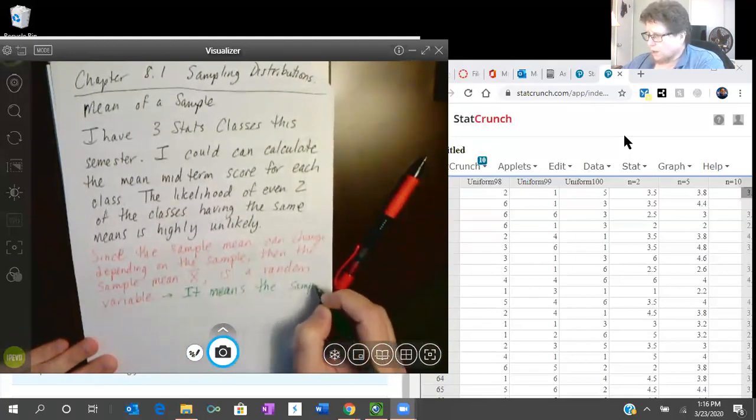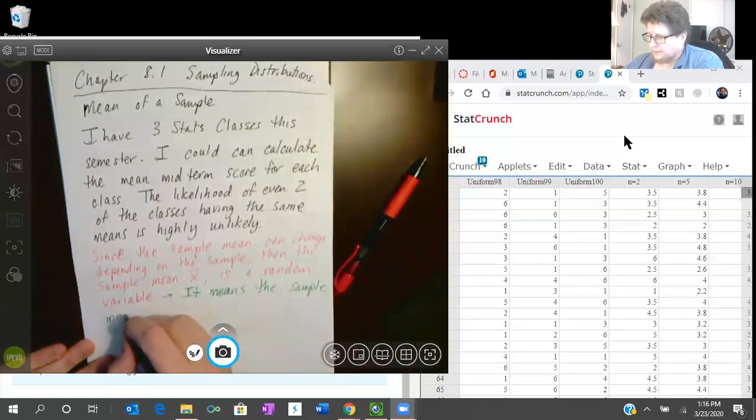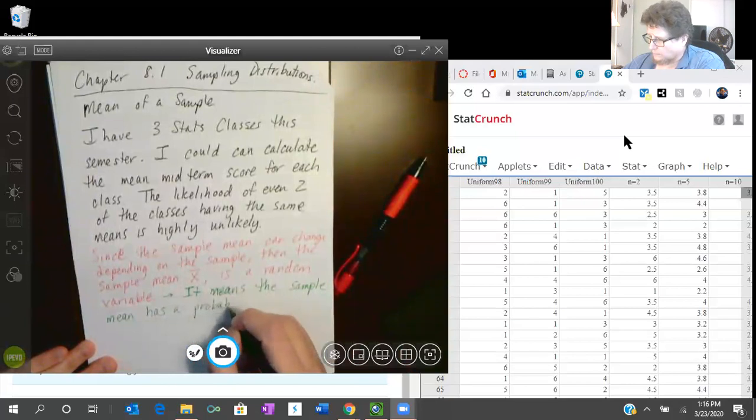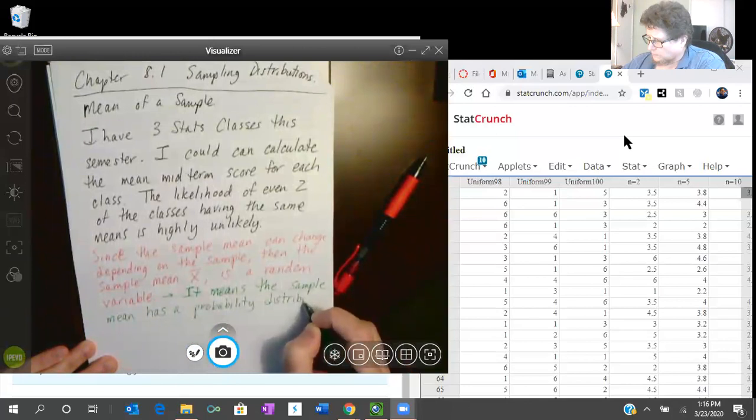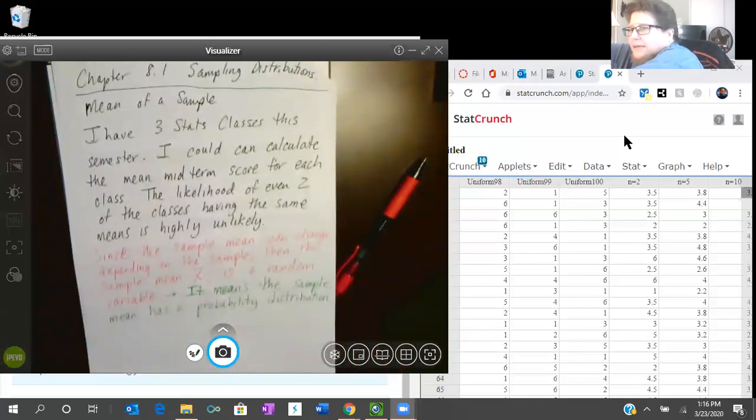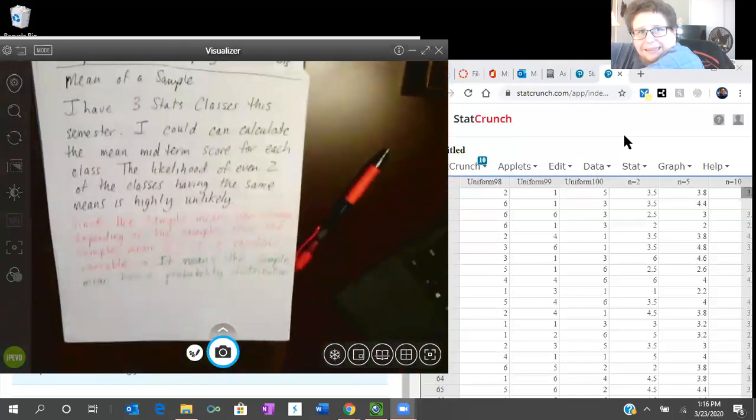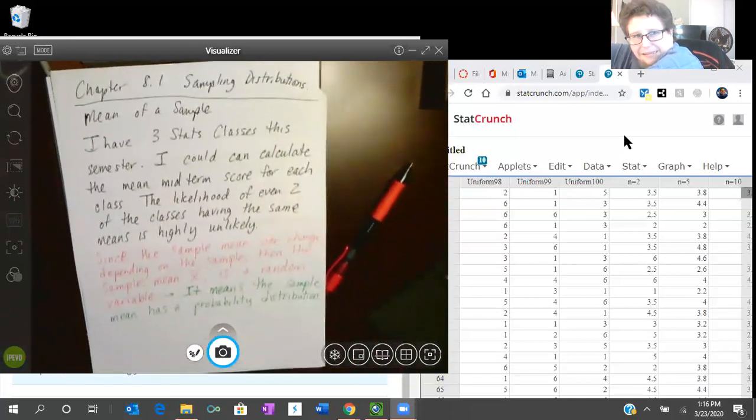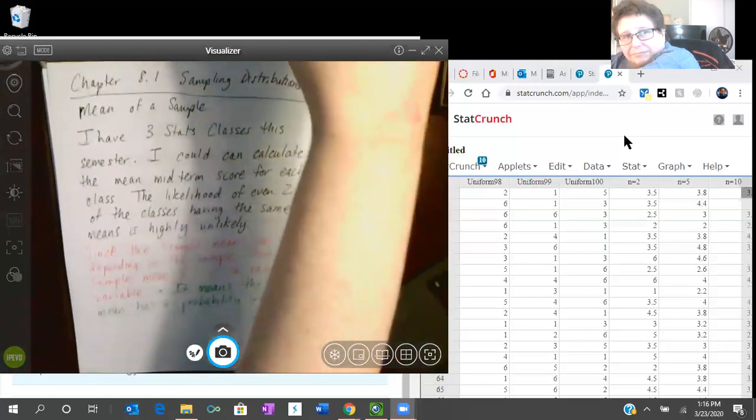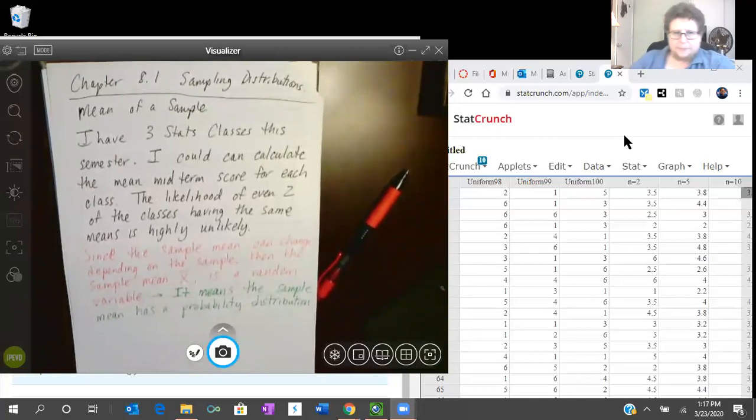And since it's a random variable, it means it has a probability distribution. Sample mean has a probability distribution. I'll leave it right there for a little bit so you can finish writing it down.